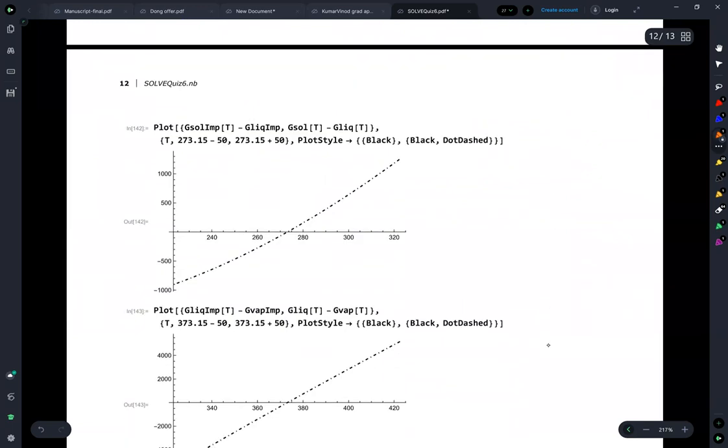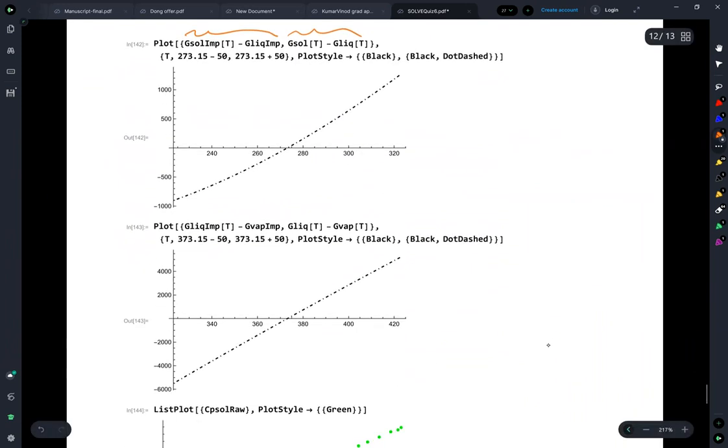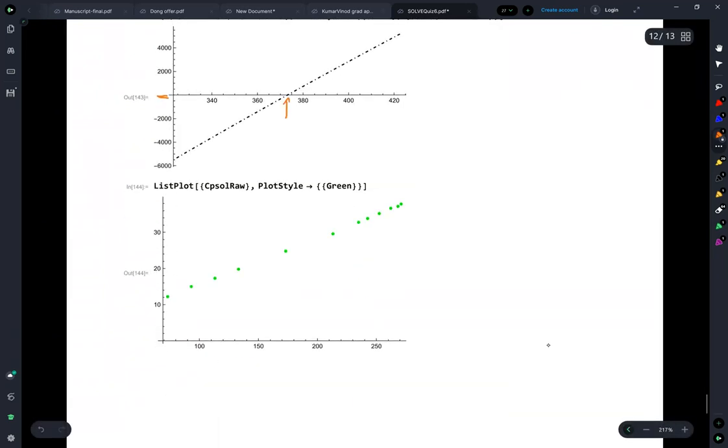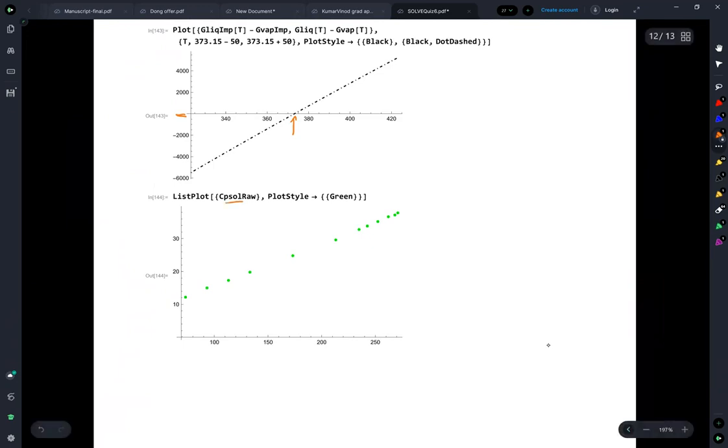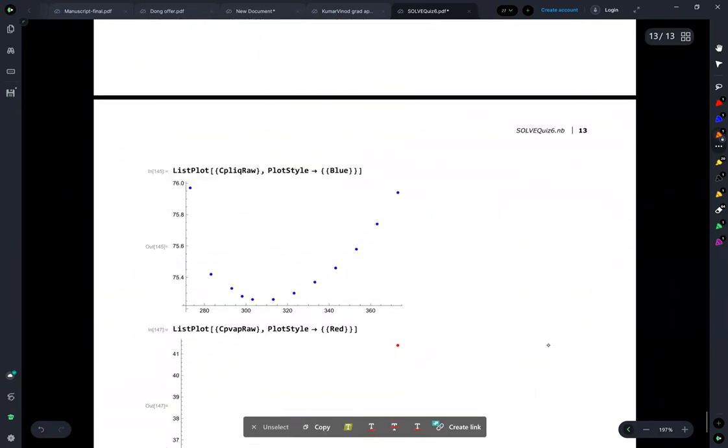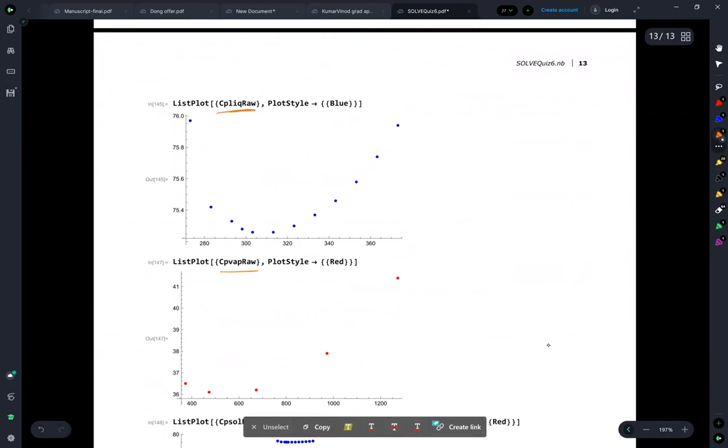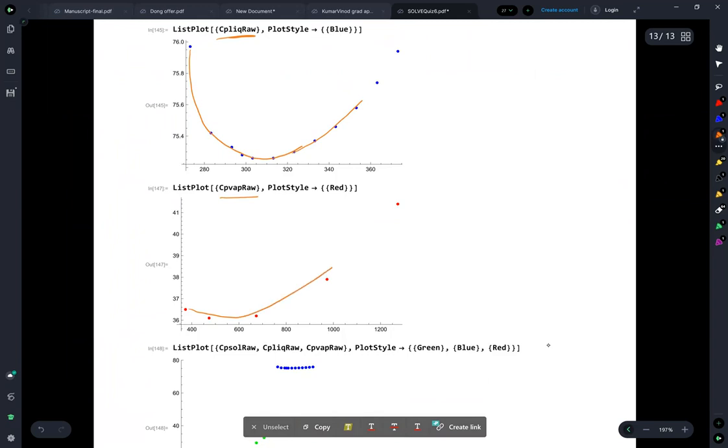I also found computing delta G, right? This is the delta G for the improved and the original. They don't change much. Same thing for the liquid and vapor transition, right? So this is delta G equal to zero. That is our vaporization temperature and our melting temperature. And that was a little bit of a surprise to me. And I say that because this is the solid heat capacity, and it's got a fairly significant change. Further, if you start looking at the liquid and the vapor, they're weird, right? They've got a really strange shape to them, and this just comes out of the data.